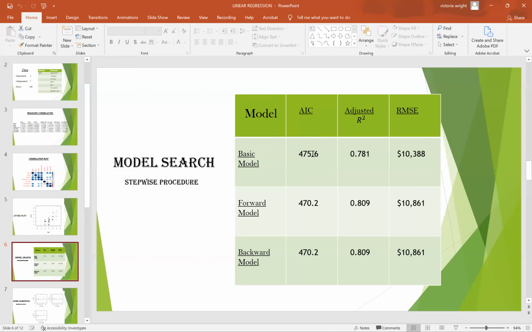And with the forward or backward model, this one is a smaller model and predicts the price correctly. But I don't pick the model with the adjusted R square, because adjusted R square tends to have more predictors in the model. And with my final project, I picked the forward model or backward model.